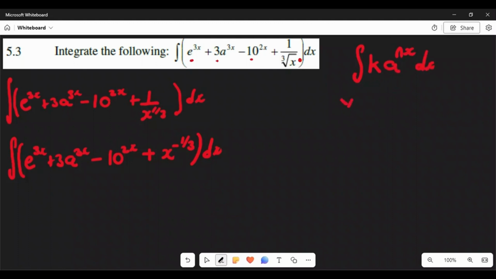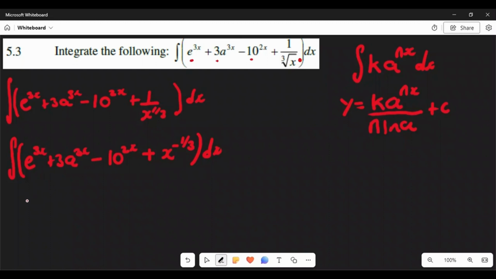So when you integrate this, you're gonna have k, the coefficient, and you're gonna have a to the power of nx, divided by n, and then we introduce natural log, then you write the base, plus c. Since these are indefinite integrals, we need to include c there. So for exponential integration, we're gonna use this formula, which are 1, 2, 3. We're gonna use this formula here.